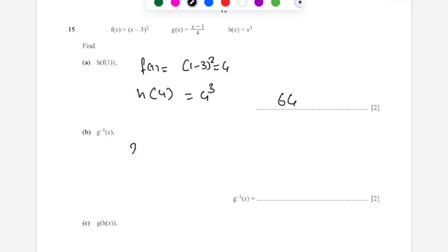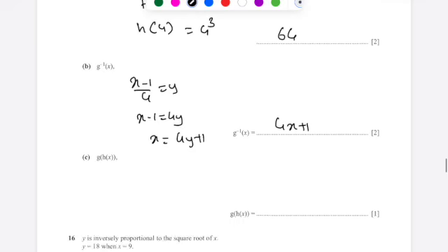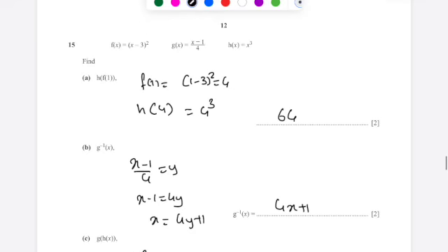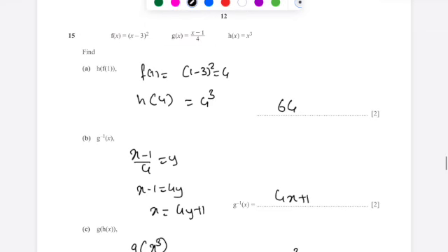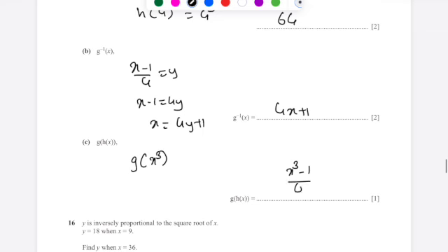g inverse of x. x minus 1 by 4 equals y. x minus 1 equals 4y. x equals 4y plus 1. So g inverse of x is 4x plus 1. g inverse of x is going to be nothing but what? 4x plus 1. Next, h of g of h of x. g of h of x is nothing but what? x cubed. So this is going to be x cubed minus 1 by 4.